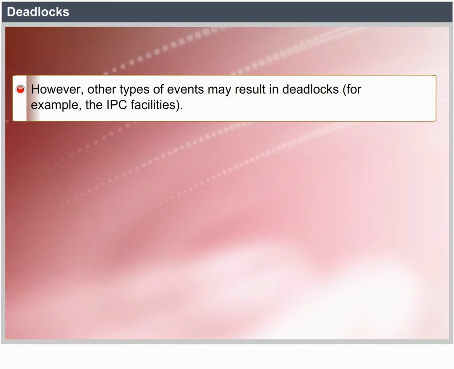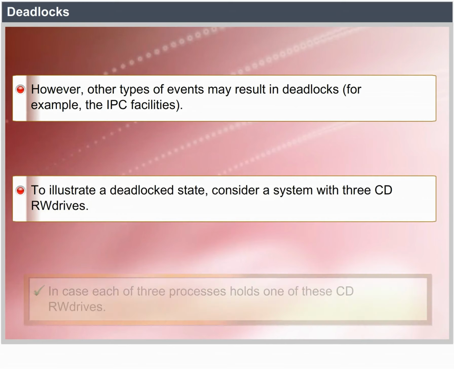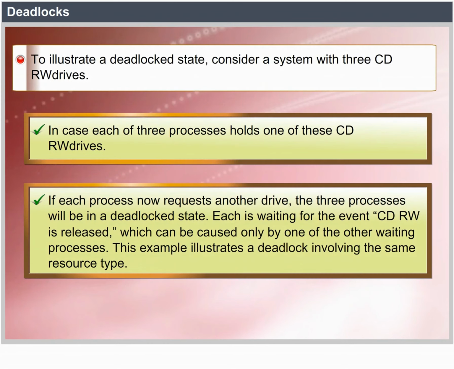To illustrate a deadlocked state, consider a system with 3 CD-RW drives. Suppose each of 3 processes holds one of these CD-RW drives. If each process now requests another drive, the 3 processes will be in a deadlock state. Each is waiting for the event "CD-RW is released," which can be caused only by one of the other waiting processes. This example illustrates a deadlock involving the same resource type.